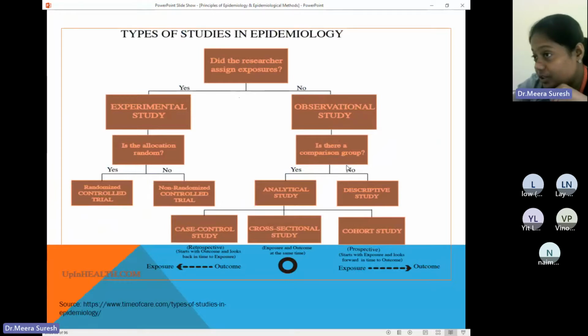Yeah, even the ecological study, if they are going to compare two populations, then it will go towards the analytical study. But an ecological study can be done on a single population. So that is why we see confusion in different websites and textbooks, whether the ecological study or the cross-sectional study should come under analytical or descriptive. So always keep in mind whether there is a comparative group or not.